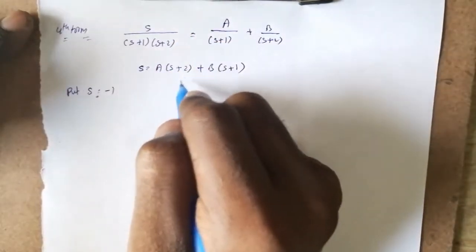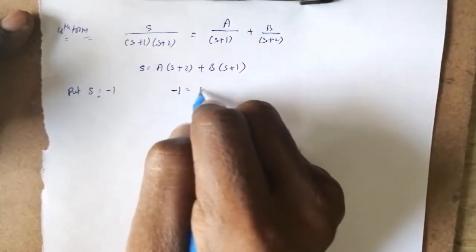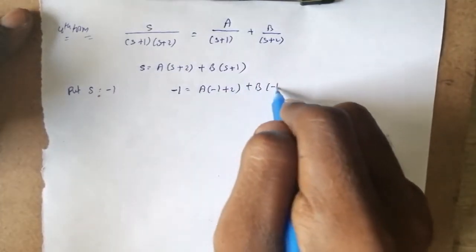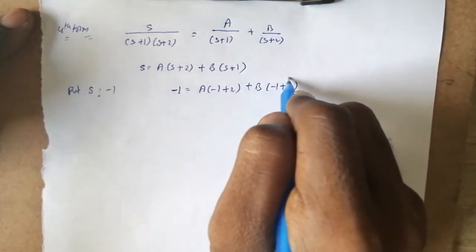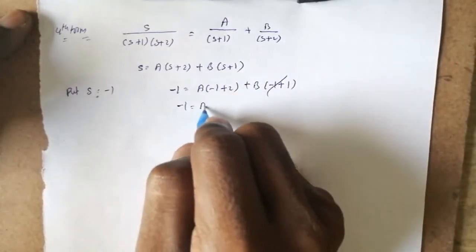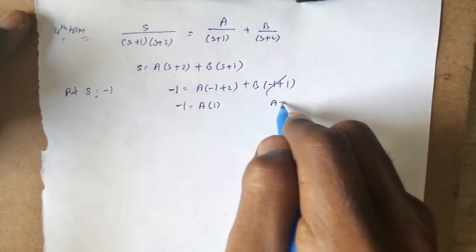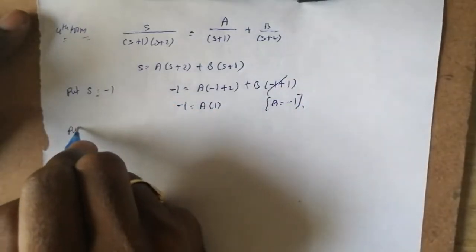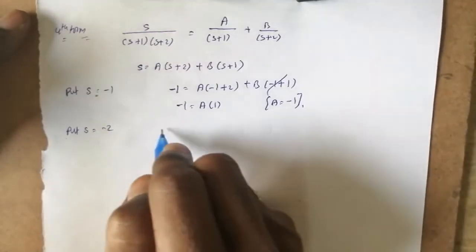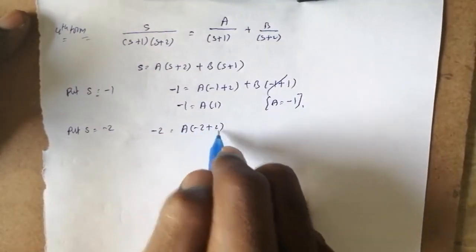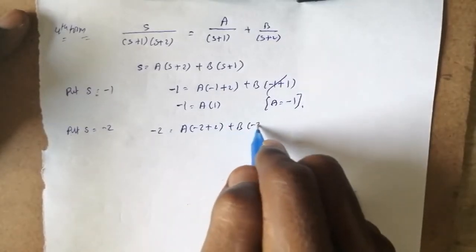Then the above equation becomes minus 1 equals a into minus 1 plus 2 plus b into minus 1 plus 1. So here it will become 0, and we will get minus 1 equals a into 1. So a equals minus 1. Next put s equals minus 2. Then you will get minus 2 equals a into minus 2 plus 2 plus b into minus 2 plus 1.